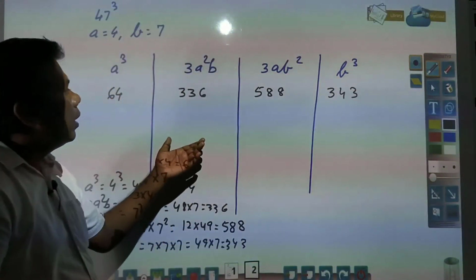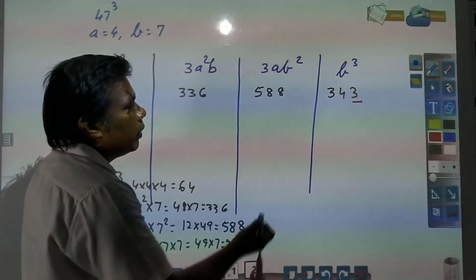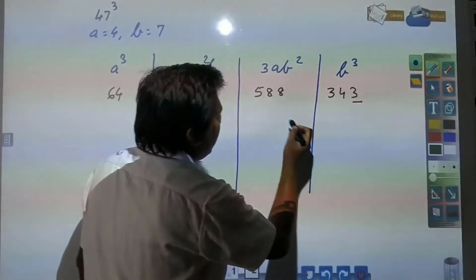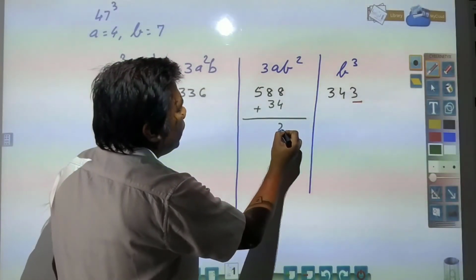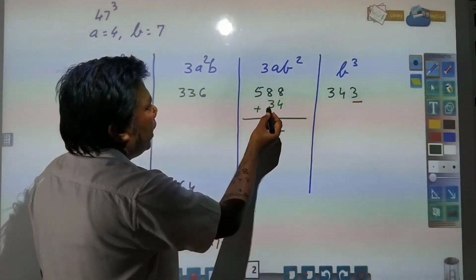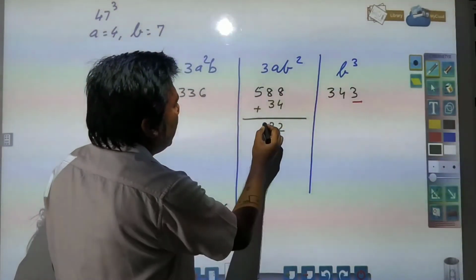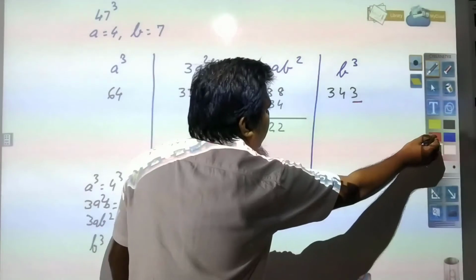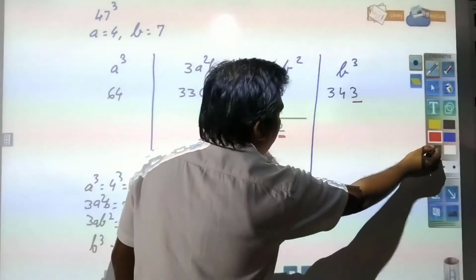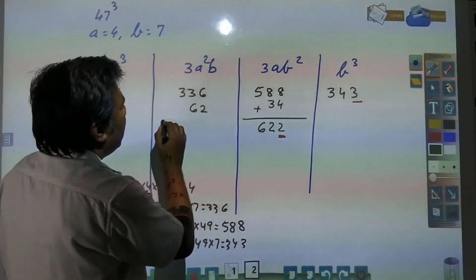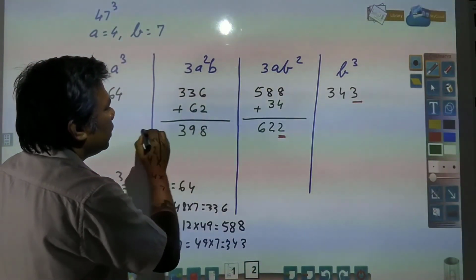Now what is to be done? Again, ones digit is required to be underlined. You have underlined this. 34 is left. 34 is required to be brought over here. Just you add this. What you will get? 12, 8 and 3, 11 and 1, 12, and this is 6. So again this is required to be underlined, and this 62 is required to be written over here, required to be added. 6 and 2 is 8, this is 9, and this is 3.